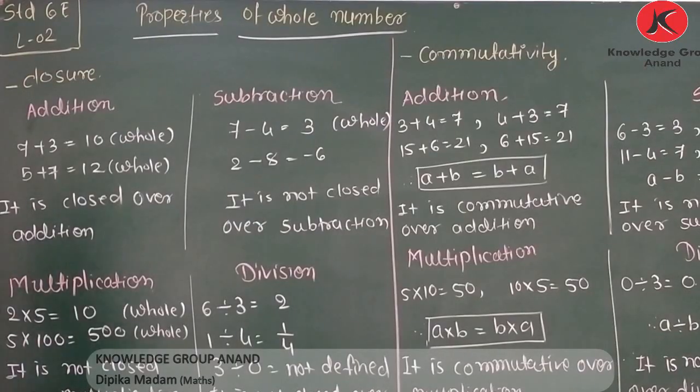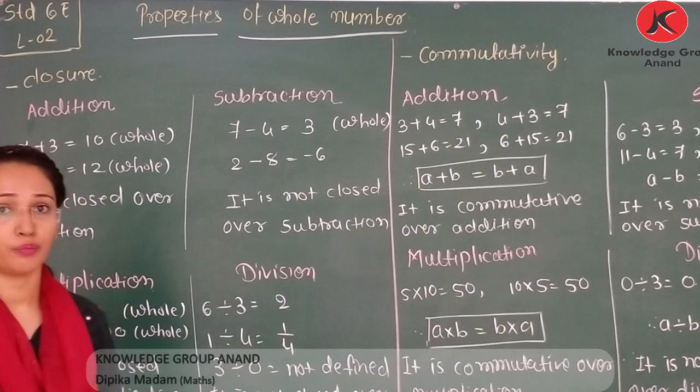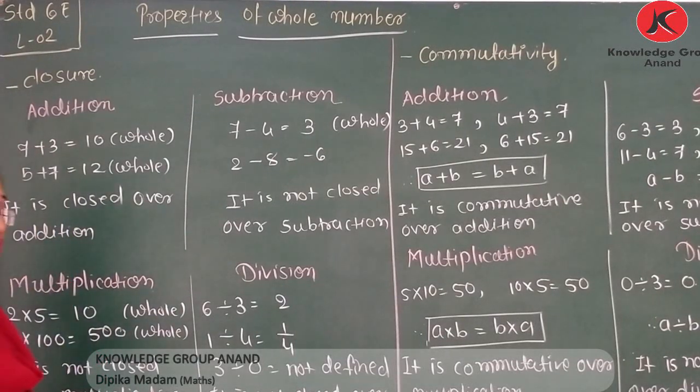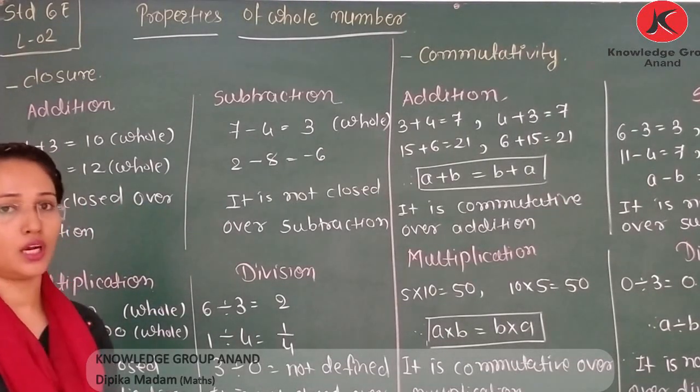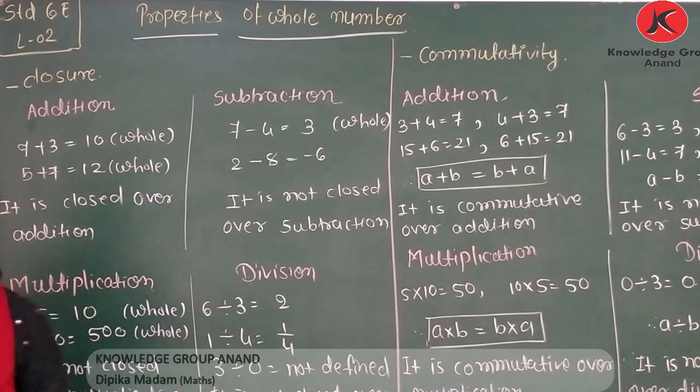We will learn properties of whole numbers. Which properties will we learn in this topic? Closure property, commutative, associative, distributivity of multiplication over addition, and identity for addition and identity for multiplication. Okay, so first, closure property.